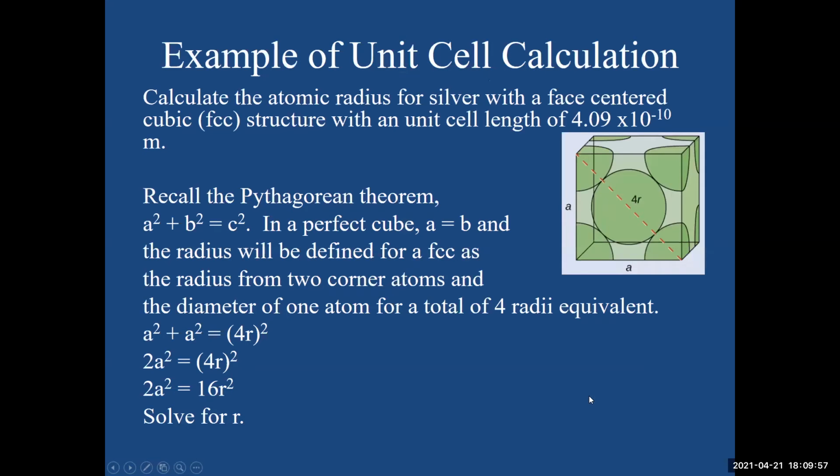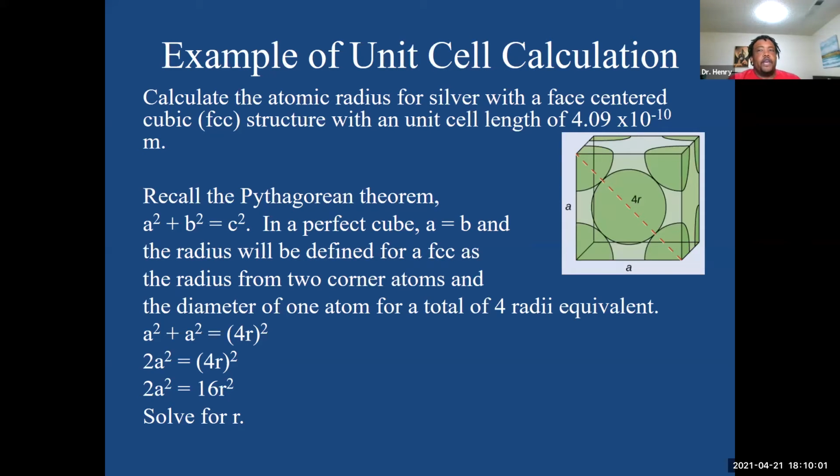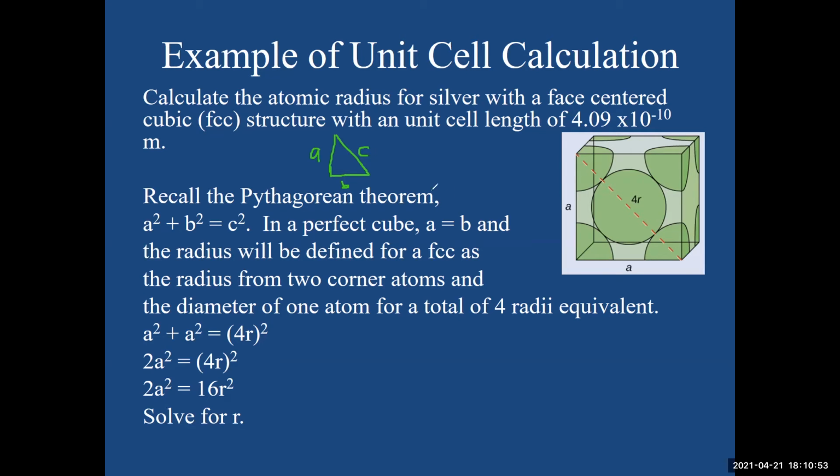Okay, so an example of how this is used: we use it to determine the radius of atoms, or the radius of, let's say, a compound that's interacting together in a cubic structure. The way we would do that is, back in algebra, we learned the Pythagorean Theorem, a squared plus b squared equals c squared, where if we have a right triangle, this is A, this is B, and that's C. You guys remember that? Okay, so this is a perfect cube.